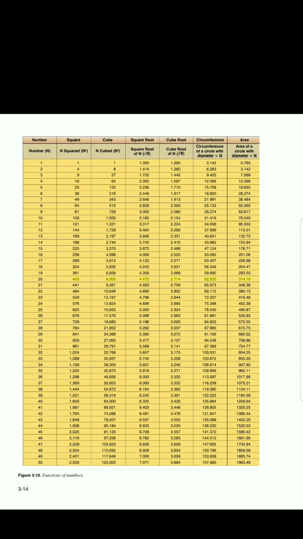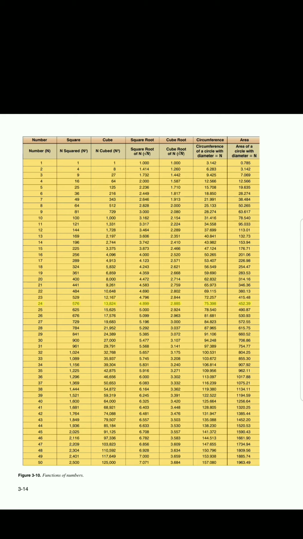20, 400, 8000, 4.472, 2.714, 62, 832, 314.16. 21, 441, 9261, 4.583, 2.759, 65, 973, 346.36. 22, 484, 10,648, 4.690, 2.802, 69, 115, 380.13. 23, 529, 12,167, 4.796, 2.844, 72, 257, 415.48.